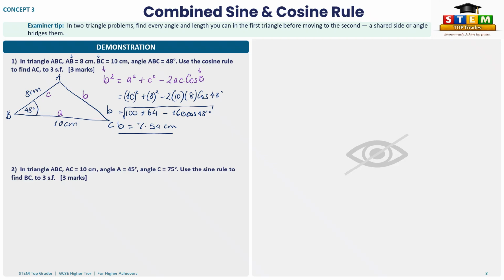In triangle ABC, AC is 10 centimeters, angle A is 45, and angle C is 75.